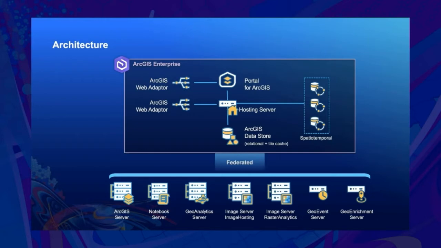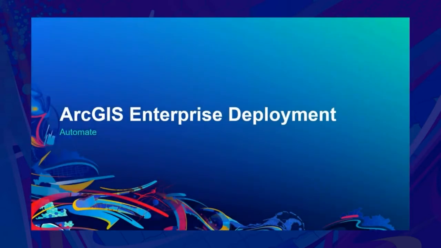We'll also discuss optional server roles that can be federated to the ArcGIS Enterprise through specific use cases. These could be the need to serve image services or real-time data using GeoEvent Server. From here, I'll turn it over to Mark to review how you can start automating deployment of these components. Thanks, Derek. Before we demo, let's review some of the options that are available for deploying ArcGIS Enterprise.